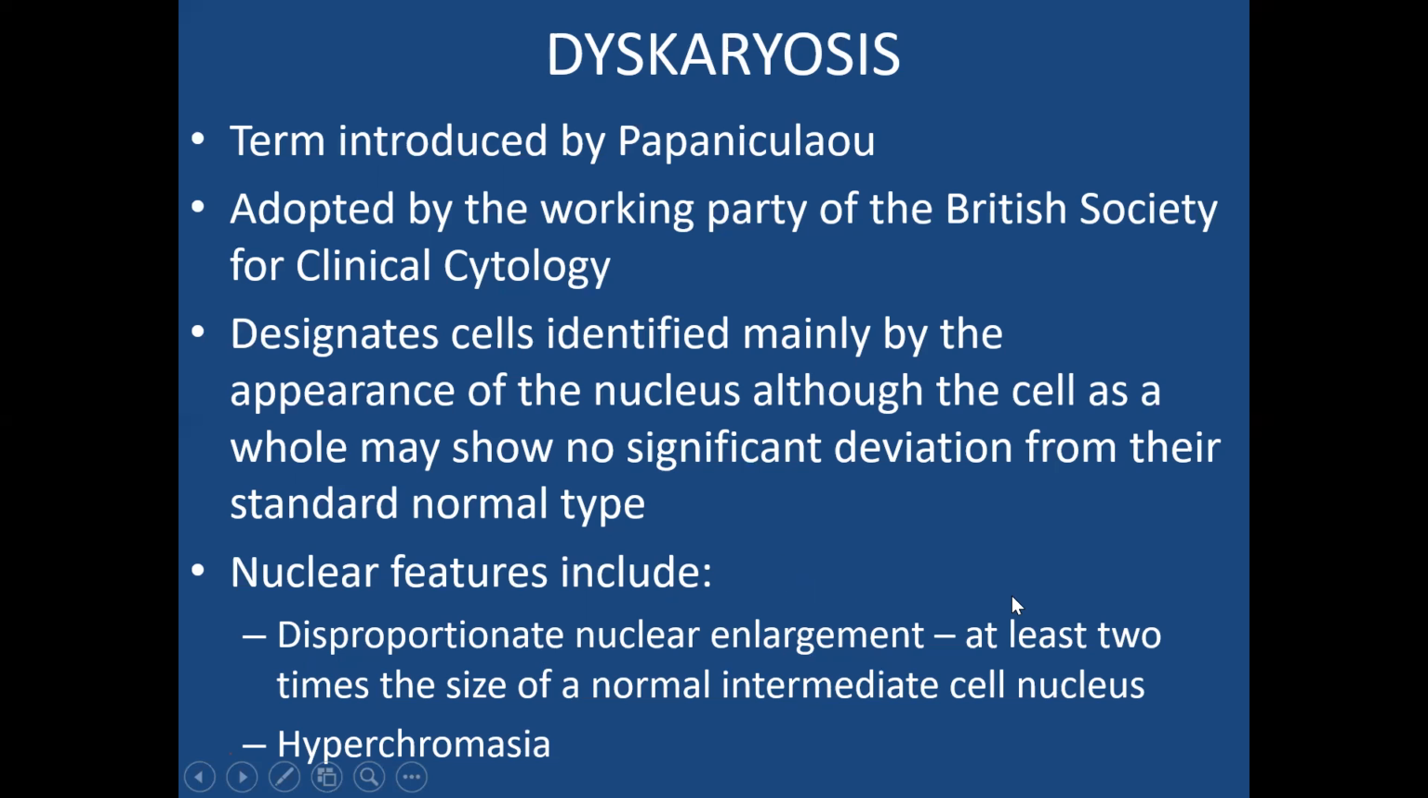enlarged. The enlargement is usually at least 2 times the size of a normal intermediate cell. Remember, I told you we use the intermediate cell nucleus as the reference for measuring the size of other nuclei. So if you have a nucleus becoming enlarged to the extent that it's about 2x the size of a normal intermediate cell nucleus, that's not a normal thing. Hyperchromasia. So you have a nucleus staining darker than it's supposed to be, meaning that it's picking up more of the hematoxylin than it's supposed to. We call that what? Hyper means high, chroma means color. So it's highly colored. In this case, it's darkly what?